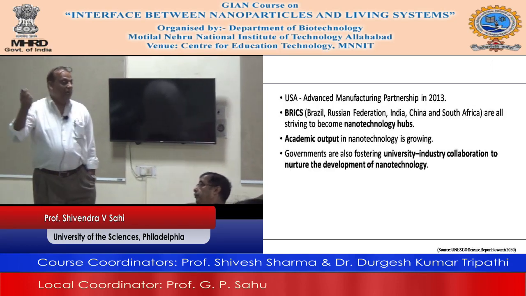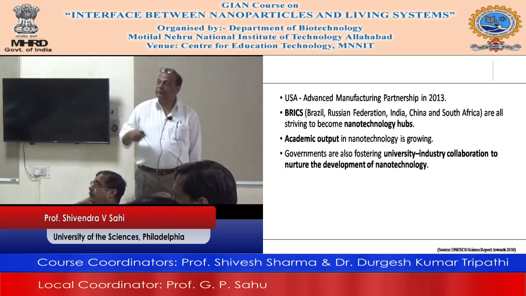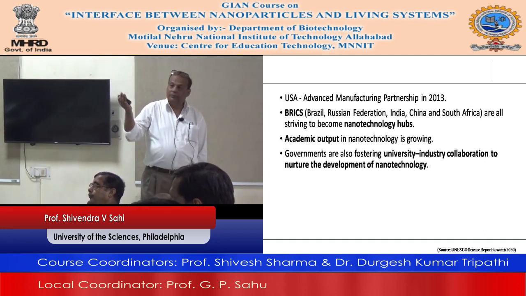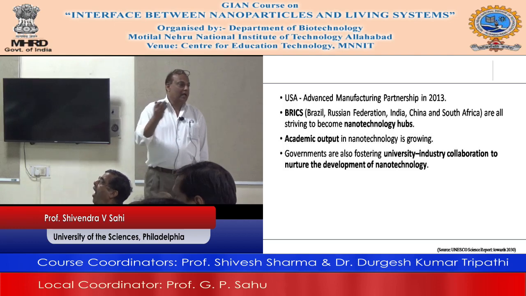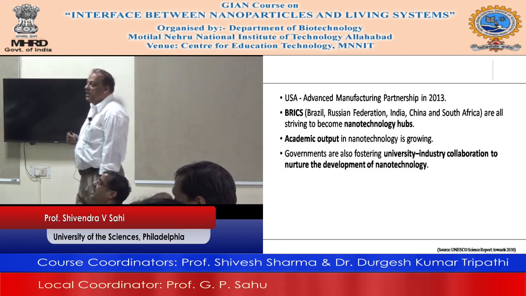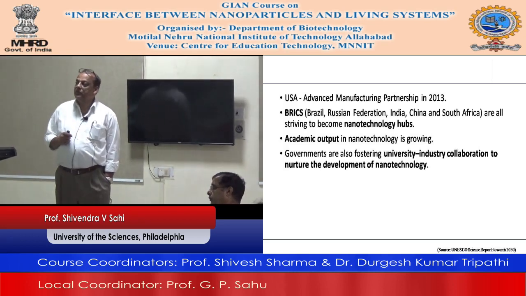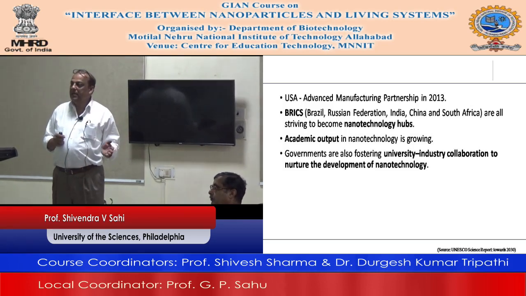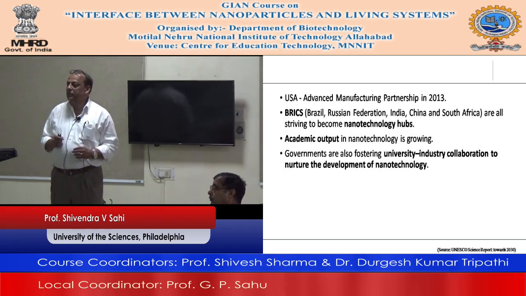Okay, the USA got involved with advanced manufacturing in 2013. Your BRICS countries: remember that Brazil, Russia, India, China, and South Africa are all striving for these nanotechnology hubs. So slowly, over time, although it is faster compared to any other technology, the nanotechnology area is growing here.